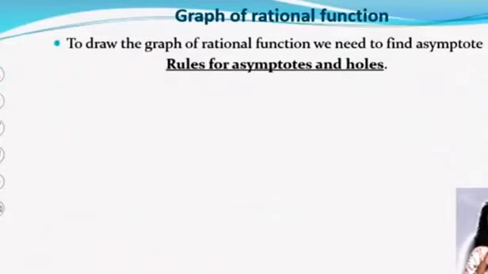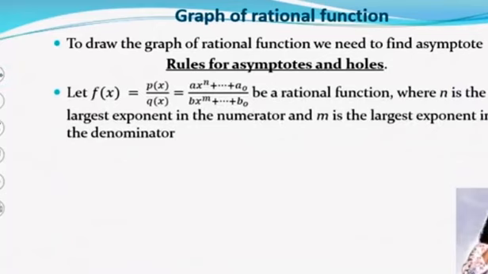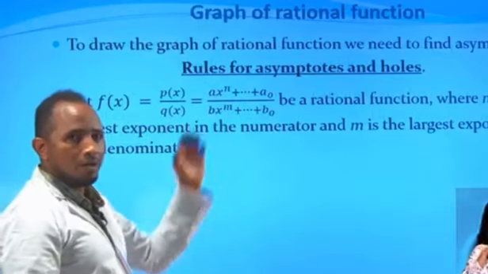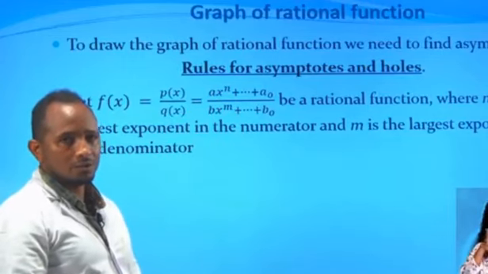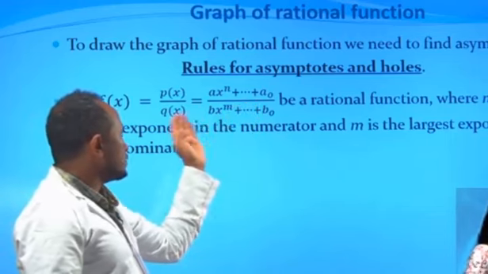It makes the denominator 0 and the numerator different from 0. Okay, in case this a makes both numerator and denominator 0, the function will have either a hole at x equals a or requires further simplification.